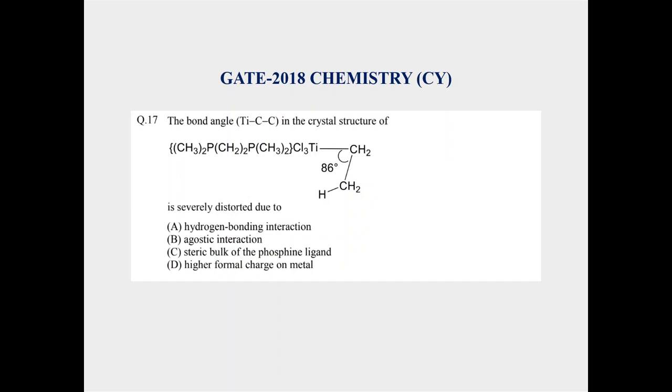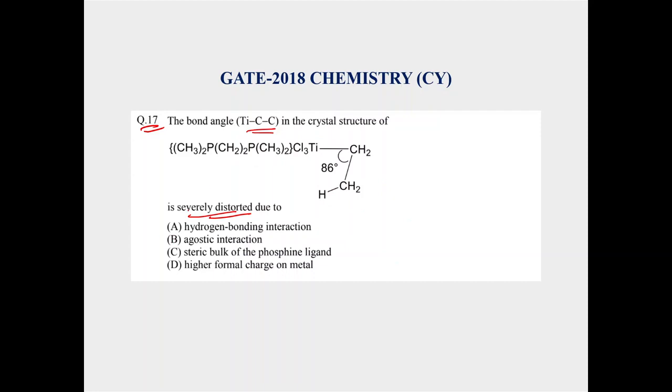So we will move on to the next question, which is question number 17, asked in GATE 2018. The question is the bond angle titanium carbon carbon. That is, they are talking about this bond angle titanium carbon and carbon. This bond angle in the crystal structure of the given complex is severely distorted due to what? So we have to answer why it is having a distorted bond angle.